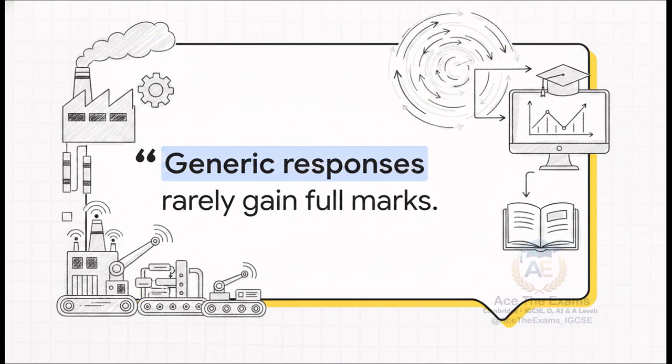Here is an authoritative quote directly from the Principal Examiner Warnings: generic responses rarely gain full marks. So the crucial point is this: you can write a perfectly accurate, beautiful technical explanation of an overflow error, but if the question asked about a factory control system and you never once mention the factory, the machinery, or the sensors, you are literally leaving marks on the table. You are answering a question that wasn't asked.